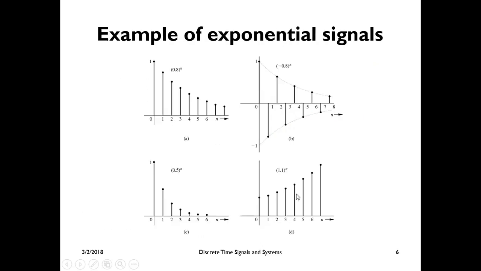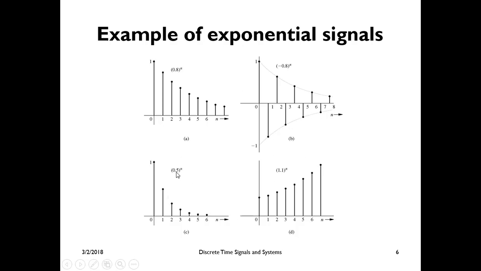Here are some examples of exponential signals. 0.8 to the power of n. In this case, the magnitude of gamma is less than 1, so it's inside the unit circle. We have a decaying exponential. We have 0.5 to the power of n. In this case, again, the magnitude of gamma is less than 1, so we're inside the unit circle. We have a decaying exponential.